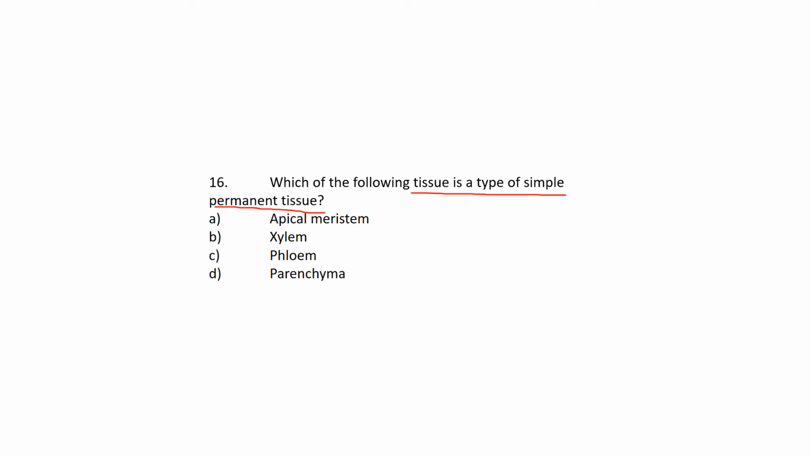So let's see all the options. Apical meristem is a type of meristematic tissue, so definitely it will not come into the simple permanent tissue. Xylem is a type of complex permanent tissue. Here we have to find out the simple permanent tissue, so it will not be the answer. Phloem is also a type of complex permanent tissue, so it will not be the answer. So what remains? Parenchyma. So that is the answer of our question, that is, parenchyma is a type of simple permanent tissue.